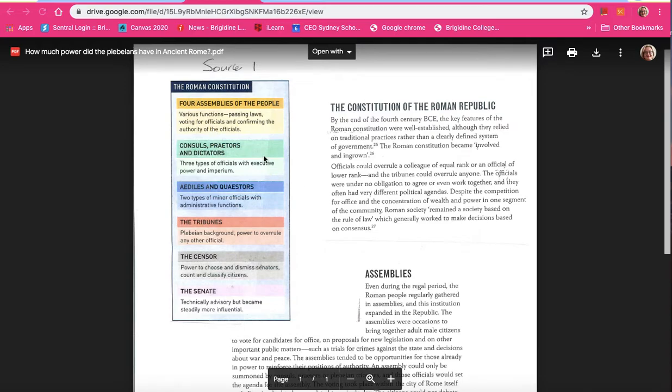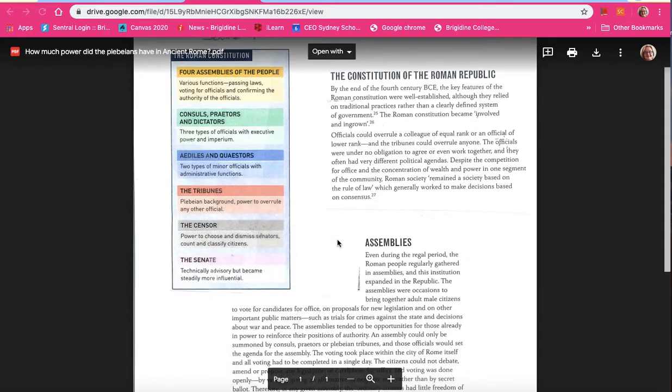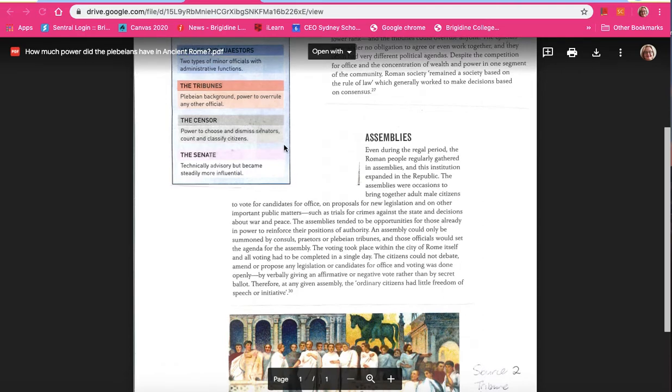What we are learning through Source 1 and the Constitution of the Roman Republic is that the plebeians' main access to power, or any form of power, was through their representatives, the tribunes. Maybe they didn't have a lot of power as individuals. They really didn't have much power at all individually. But if their tribune was doing a good job for them, they did get to participate in government.